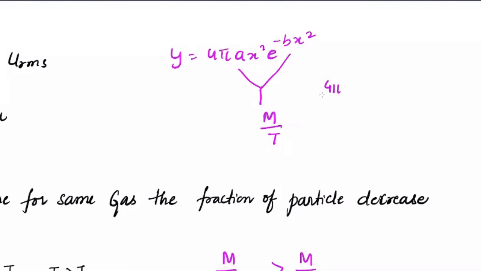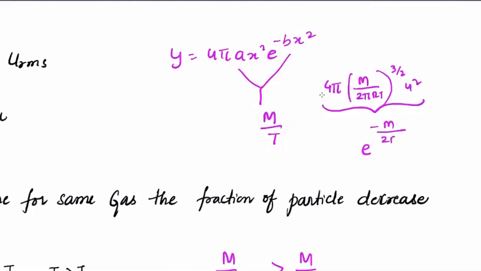Check out (4 pi m by 2 pi rT) whole raised to the power of 3 by 2, u square. This is the parabolic part, and e raised to the power of minus m by 2RT, u square, this is the exponent part. So in the parabolic part, if the m by T ratio increases, then the value of this whole term will increase.